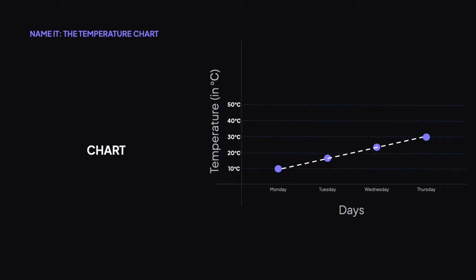It is a chart because it shows numbers as a picture. We read the line, not a row. It climbs from left to right. And that climbing line means the temperature is rising day by day.